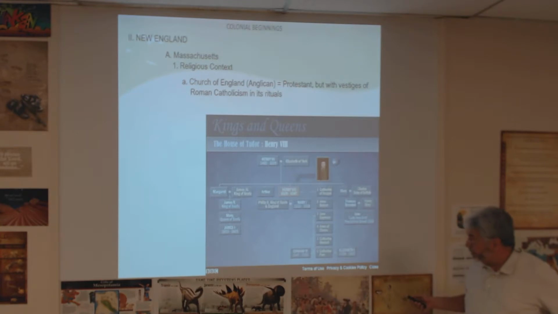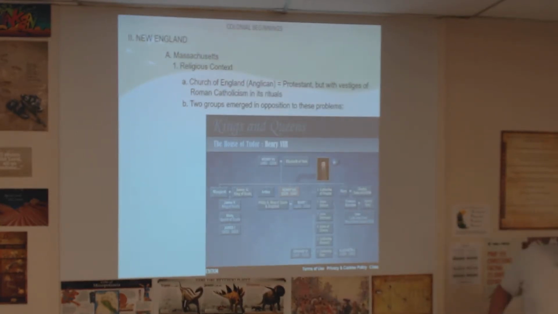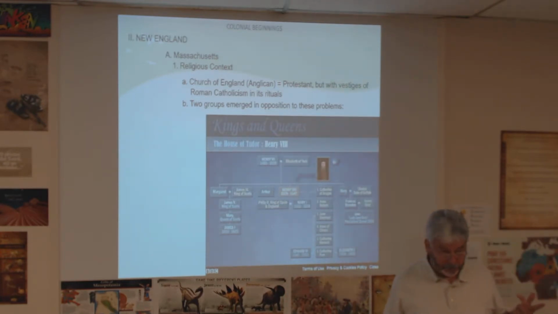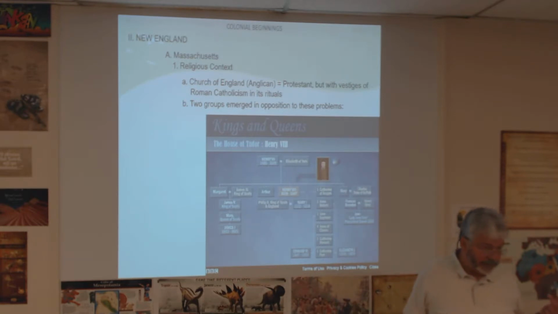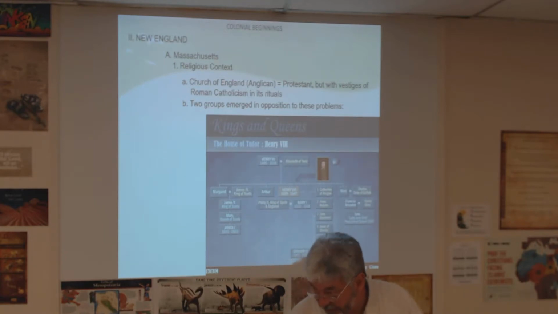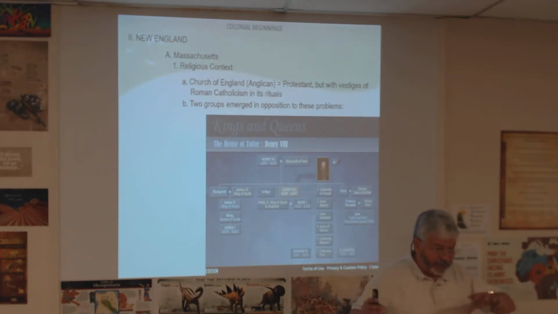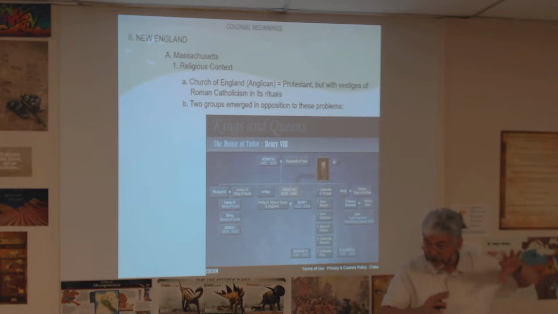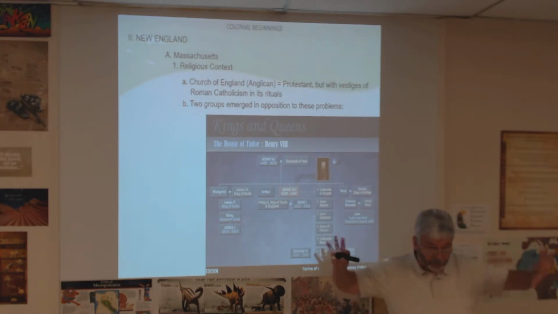All right, so there were basically two groups that emerged in opposition to these problems of the Church of England, of its structure and the way it was set up. The two groups that emerged in opposition were called Separatists, because they believed in doing what? Separating. That's why they call them Separatists. Did you get that? They're Separatists because they're separating from the Church of England. They believe they should have separate congregations. They should be able to worship in their own churches apart from the Church of England.